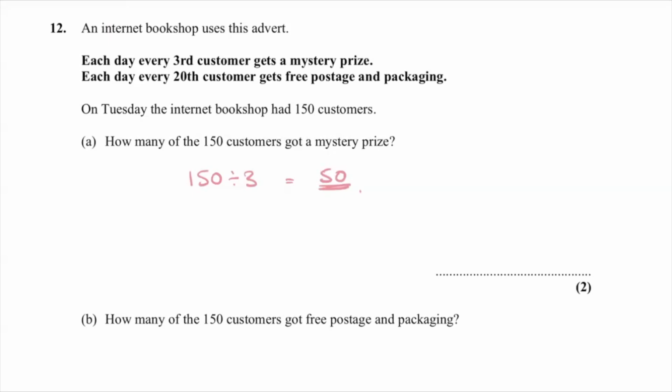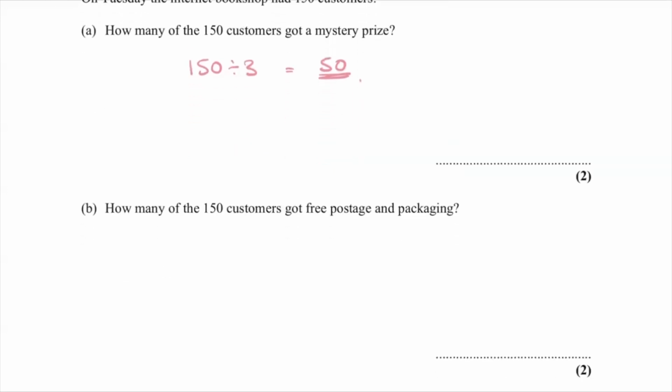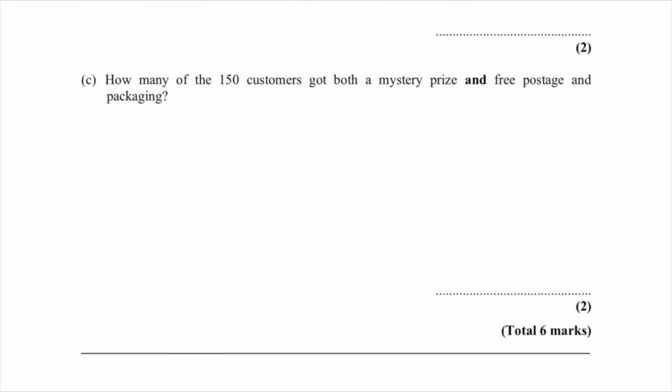How many of the 150 got free postage and packaging? Well, again, 1 in 20 did. So we're just going to divide through by 20, which gives 7.5. So it's an integer answer, 7 people. Okay, so how many of the 150 customers got a mystery prize and the free postage?